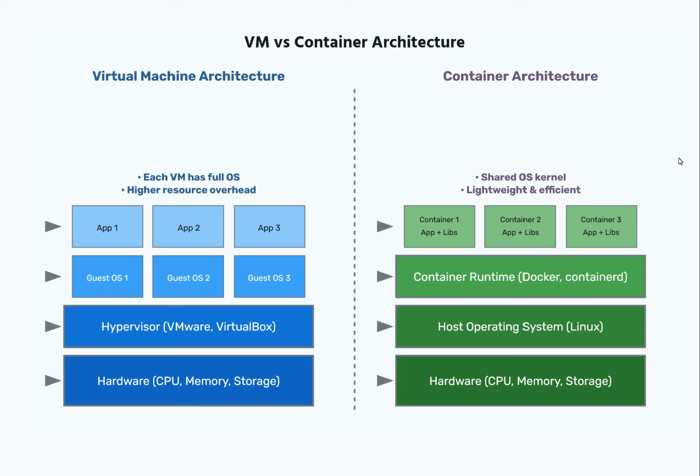So the difference is each VM has a full OS, with higher resource overhead on that physical machine. Here, the OS kernel is shared among these containers, so it's lightweight and efficient. So that is basically the major difference between a virtual machine and the container, right?